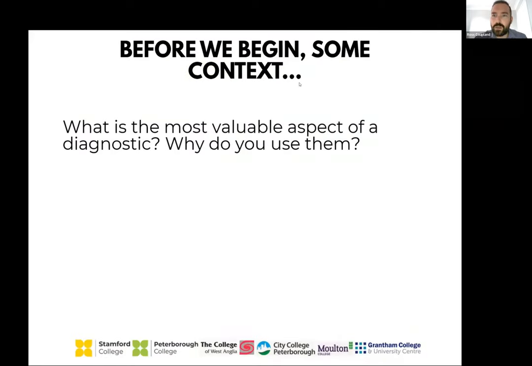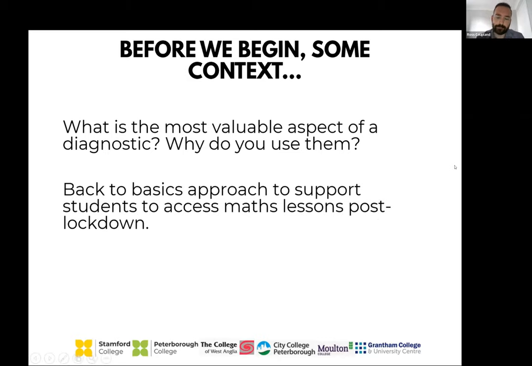So before we do begin, a little bit of context on that and what that means for us and possibly for you as well. Why do you do a diagnostic? What's the point of a diagnostic for yourself or for your team or your department or your SLT possibly? That was one of our starting points. Why do we bother with a diagnostic, what can our teaching teams do to make them effective, and how can we work with that?